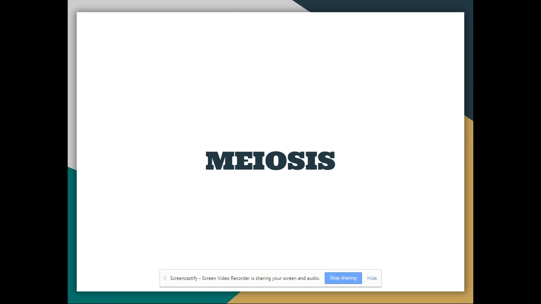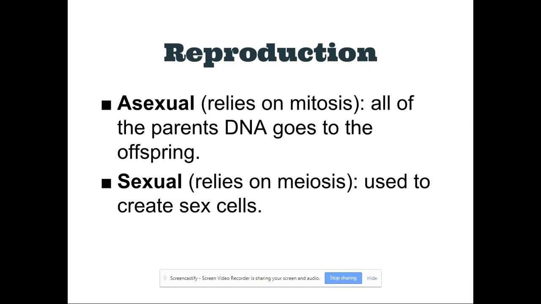Today, we're going to look at meiosis, one of the types of cell division. First we covered mitosis. Mitosis was an example of asexual reproduction, resulted in two cells that were both diploid. Sexual reproduction pertains and relies on meiosis. Meiosis creates our gametes or sex cells that are haploid.